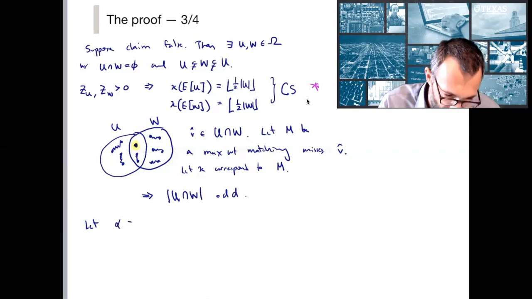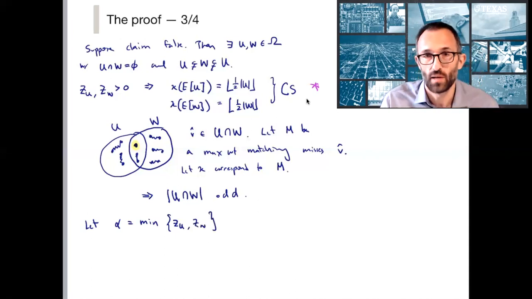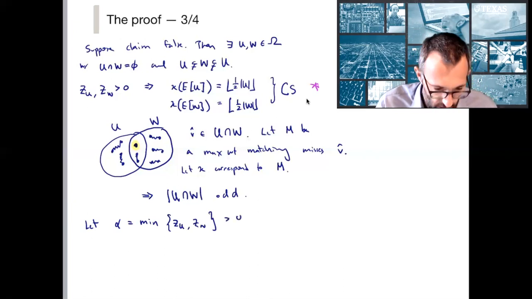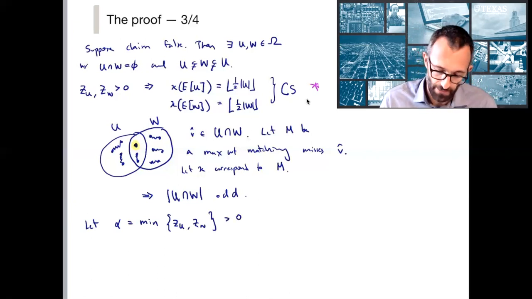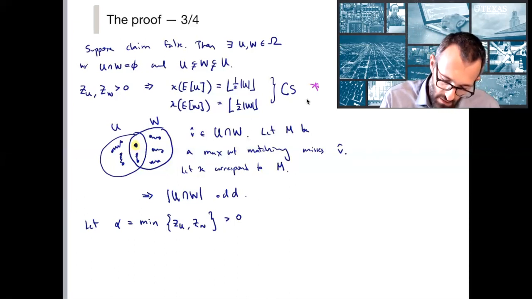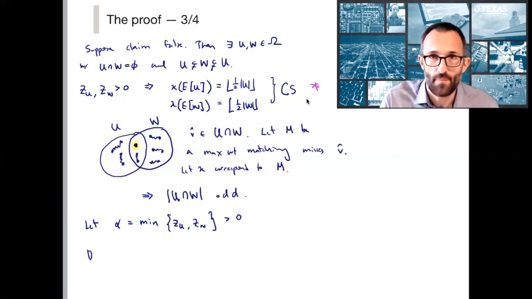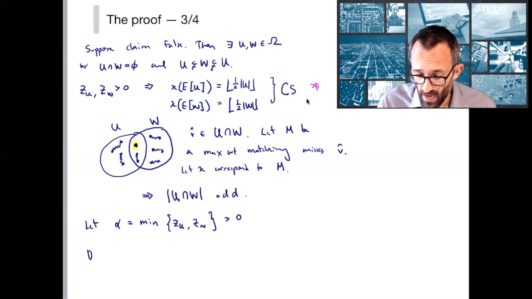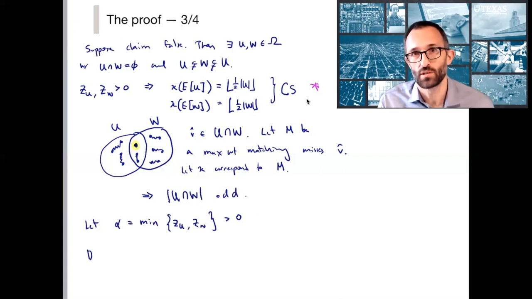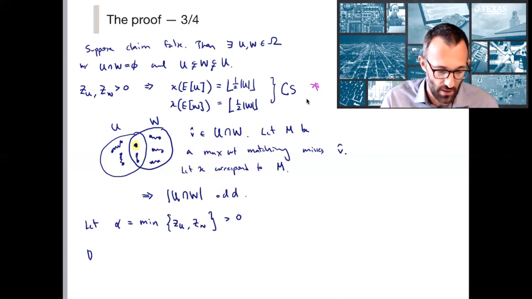So now let's let alpha equal the min of ZU and ZW, and again, by assumption, U and W were in the support of Z, so this min is strictly positive. You should again be thinking what's going to happen here. What is the contradiction that we want? And you should be thinking of how we chose Z. So Z is not only an optimal solution, but it also maximizes that quadratic. So that's what we're going to show is violated.